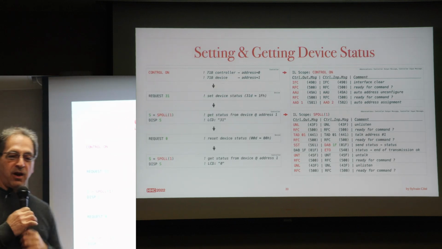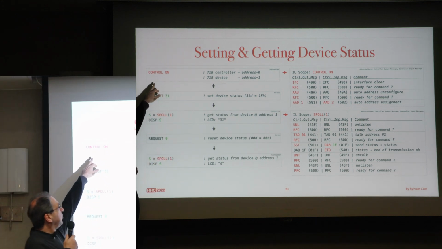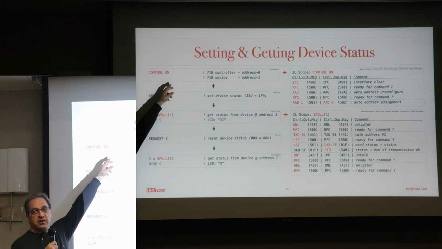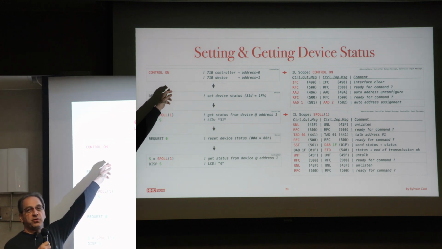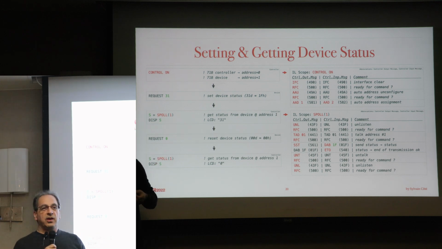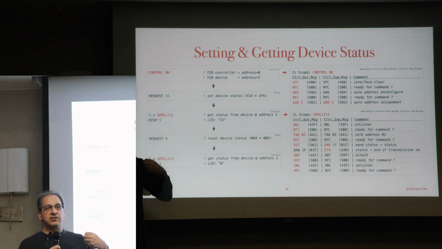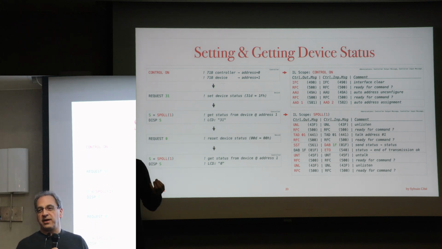Now, how is this working? The first thing you're going to do is the control on the 71B. Technically, on a machine, when you do a control on, you take control of the loop. You become the controller. And becoming a controller means you're resetting the loop, asking each device to release their addresses, and then you do the addressing. So that's control on.